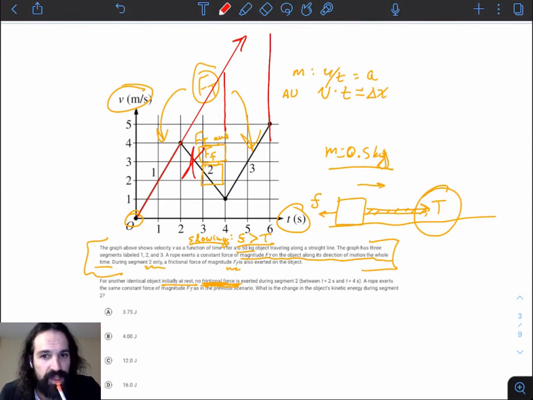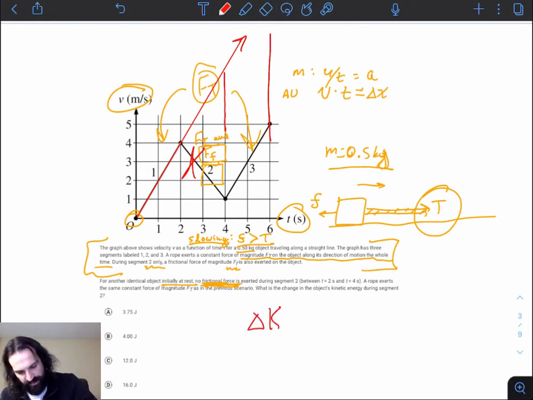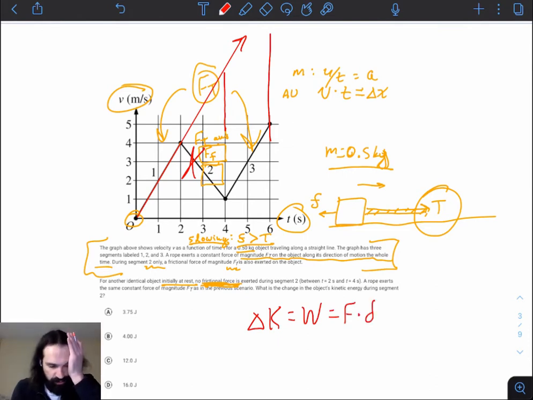And they want to find the object's change in kinetic energy during this segment. How do we figure out change in kinetic energy? Well, my first thought when I see that is work, which is equal to force times distance. And I suppose we could use phase 2 to figure out how much friction, but I don't think you could solve for it. I could be wrong. If you find a way, let me know. But that proved to be a dead end. But we can go more simple.